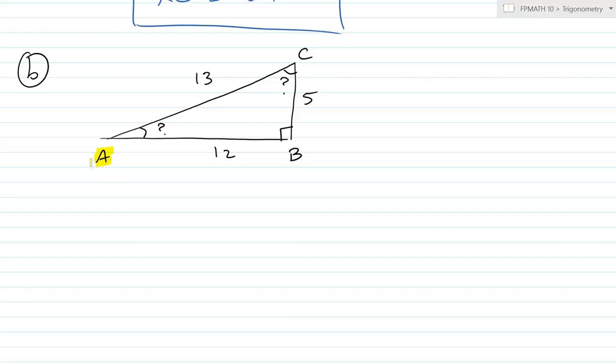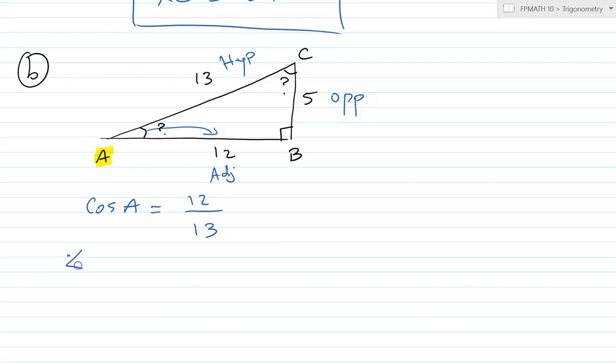Let's use cosine for this, just for fun, because we can use any other ratios as well. So cos of angle A. Before we do anything, we must again say what is what. In reference to angle A, 12 is the adjacent side. We have the hypotenuse and we have the opposite. Cosine is adjacent over hypotenuse, so it would be 12 divided by 13.